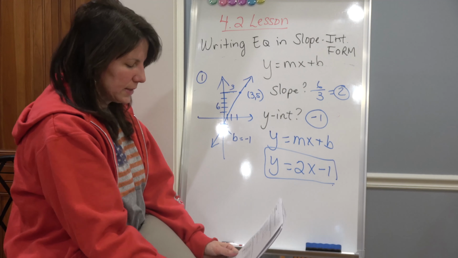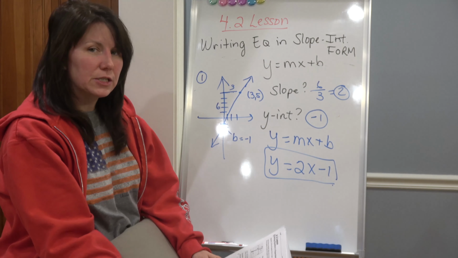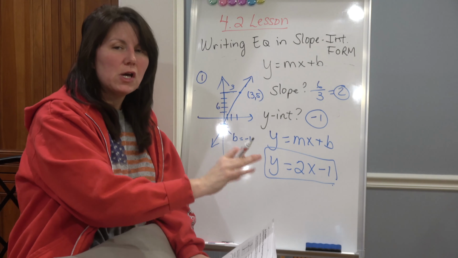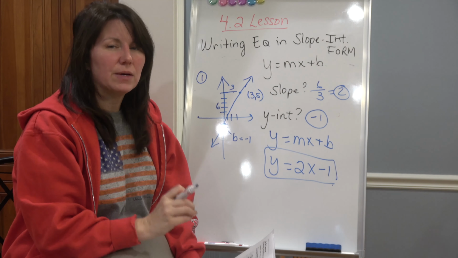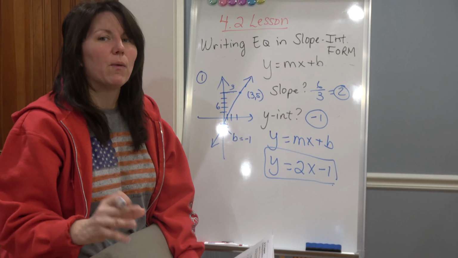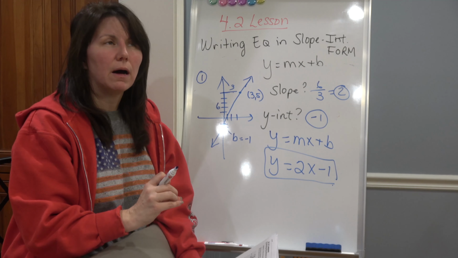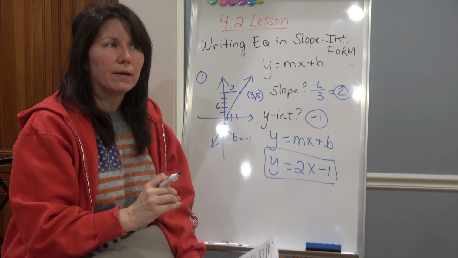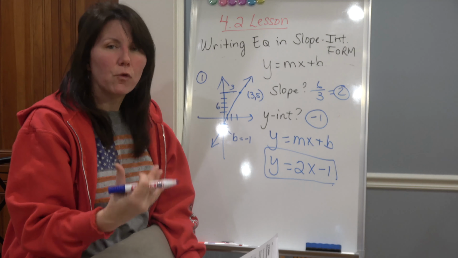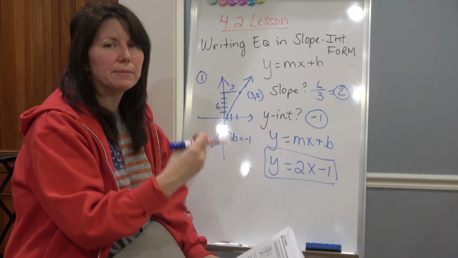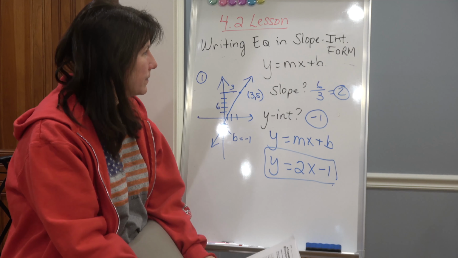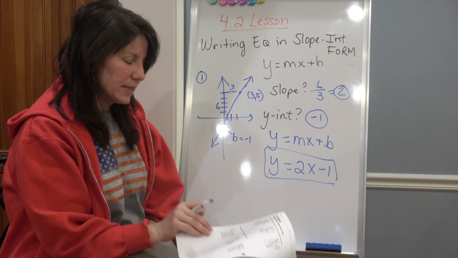Okay? So that's all that we're doing in this section, is now we're trying to go in reverse. We're looking at the graphs and we're identifying what the slope is and what is the y-intercept. And we're putting those into that format of the equation of a line. Y equals slope times x plus y-intercept. So that's really all that this lesson is about.